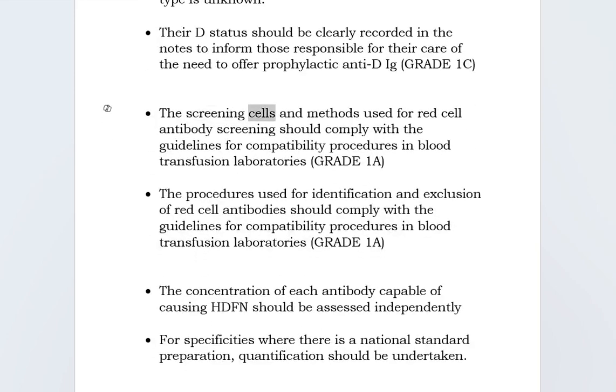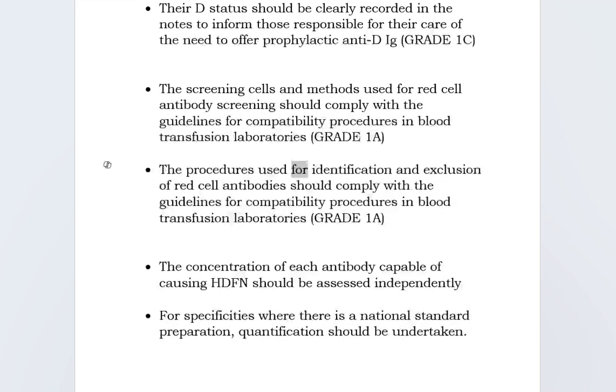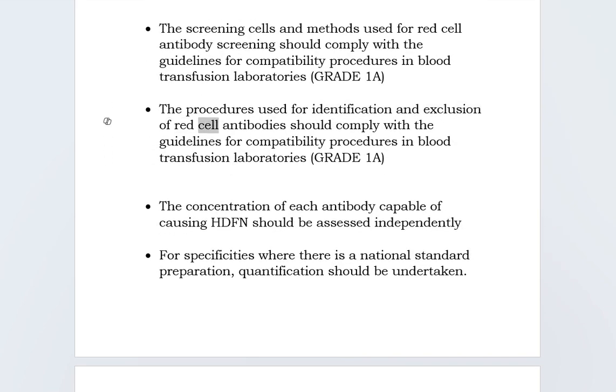The screening cells and methods used for red cell antibody screening should comply with the guidelines for compatibility procedures in blood transfusion laboratories, Grade 1A. The procedures used for identification and exclusion of red cell antibodies should comply with the guidelines for compatibility procedures in blood transfusion laboratories, Grade 1A.